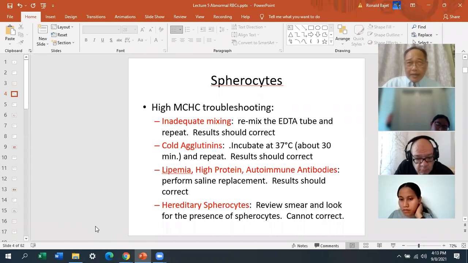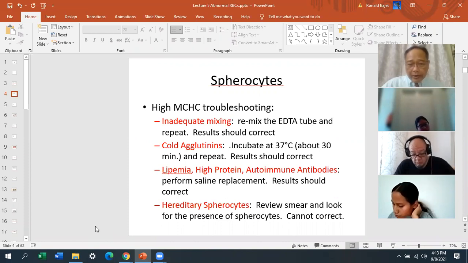If the specimen is lipemic, usually the MCHC is high because the H and H didn't match. So the second thing you look at with a high MCHC is the rule of threes, to see if it will pass. Remember the rule of threes: hemoglobin times 3 is hematocrit. Okay, so in the case of high protein, I should also include icteric. Icteric is another one. Lipemia, icteric, or high protein, autoimmune antibodies.